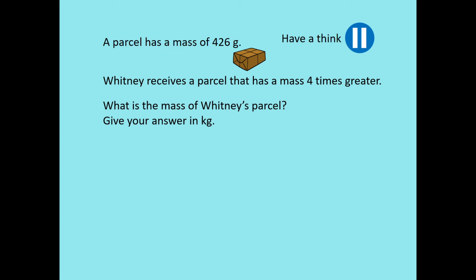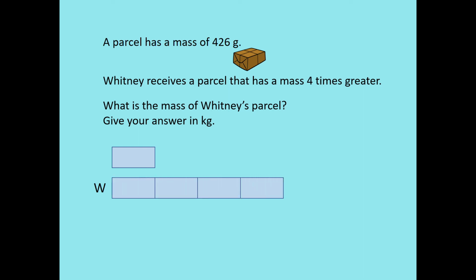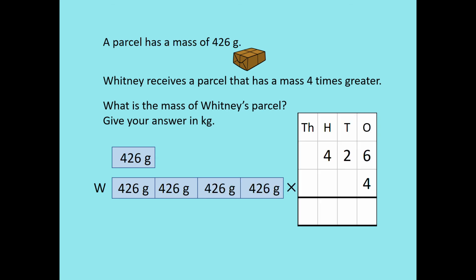So the method we're using is we need to multiply by 4 and then we need to convert to kilograms. Have a go at that and pause when you're ready to hear the solution. It's got a bar model here to help us. It's 4 lots of 426. You can do that as column method.